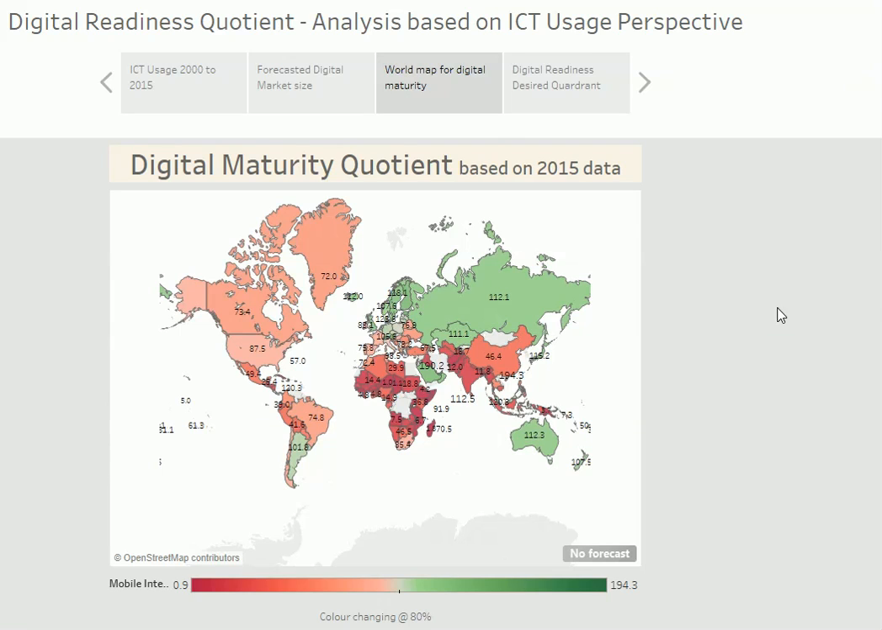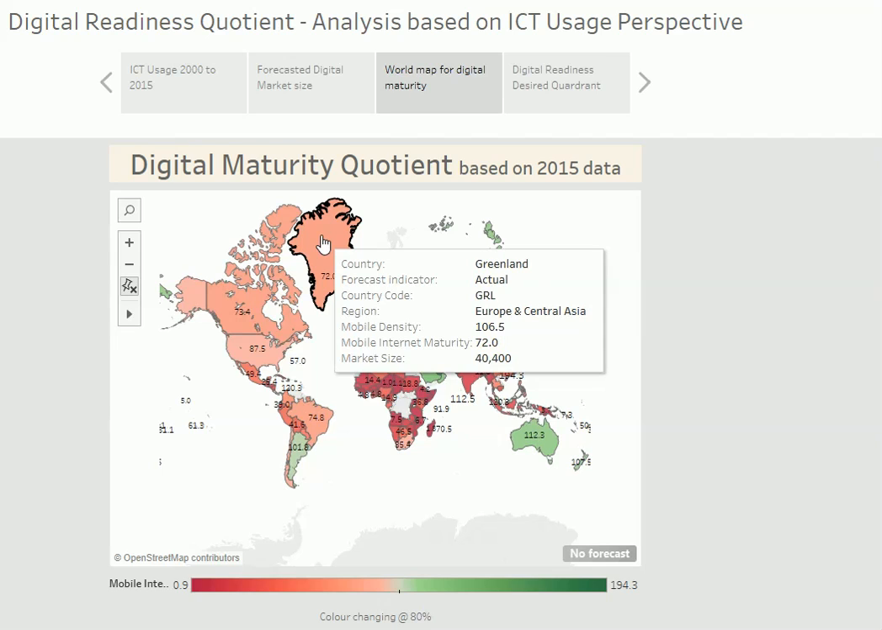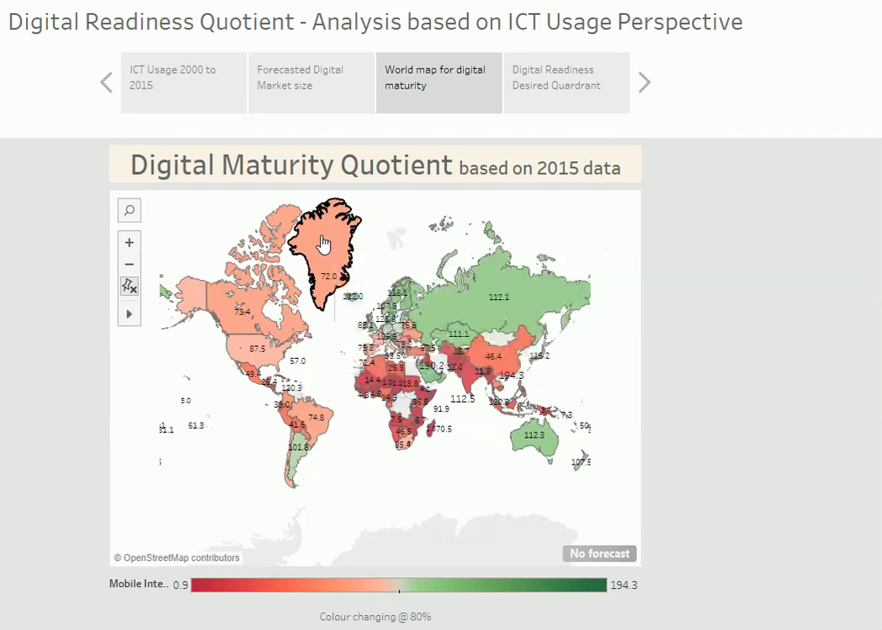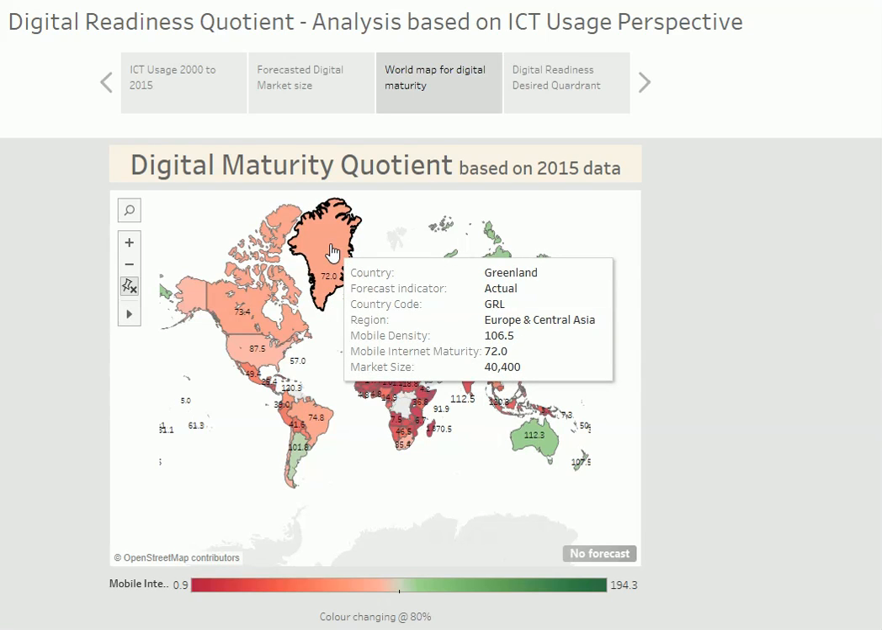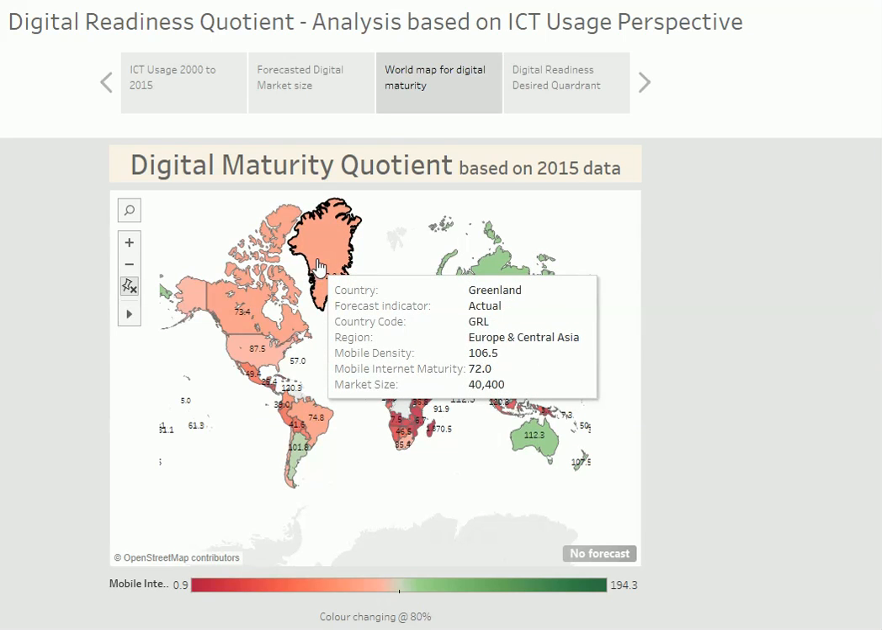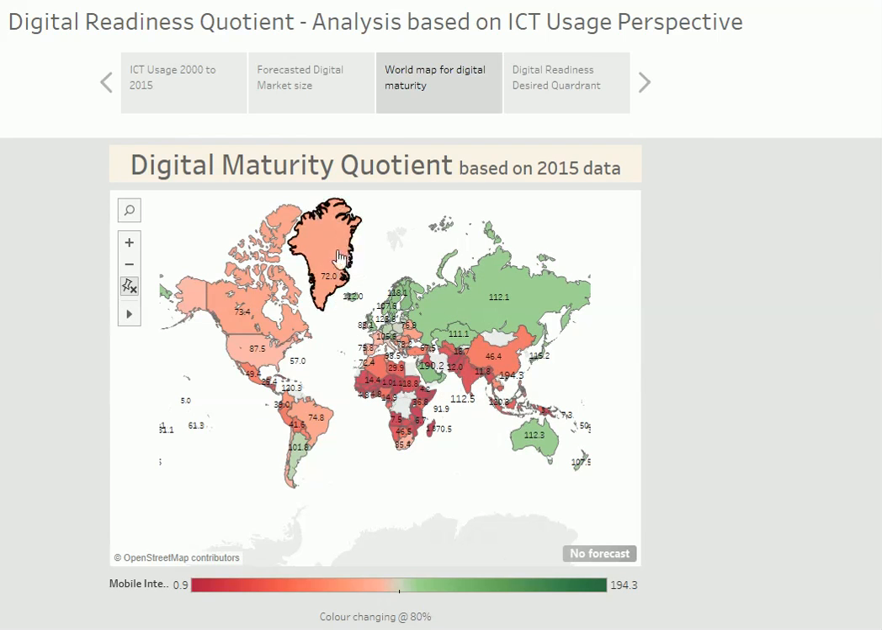Now here is the digital maturity map of the world, and these numbers that you see are based on the 2015 data. What this says is, if I take Greenland, out of 100 people, there are 72 people who will have the digital maturity. There are 106.5 connections per 100 people with mobile internet connection, and there are 72 people who are available with the mobile and internet maturity. That means the entire digital maturity quotient is available with them, so they are ready to consume your services. And the market size is about 40 million. So that's how we need to read the data.